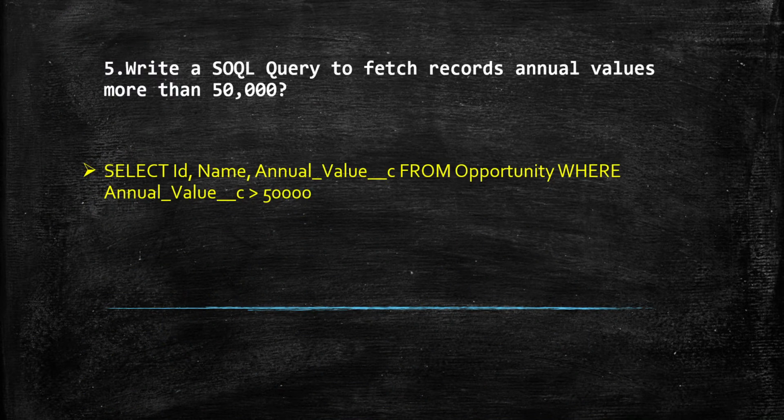Fifth question is, write a SOQL query to fetch records with annual value more than 50,000. So here the query is: select Id, Name, AnnualValue from Opportunity where AnnualValue greater than 50,000. It will fetch the records whose value is more than 50,000.